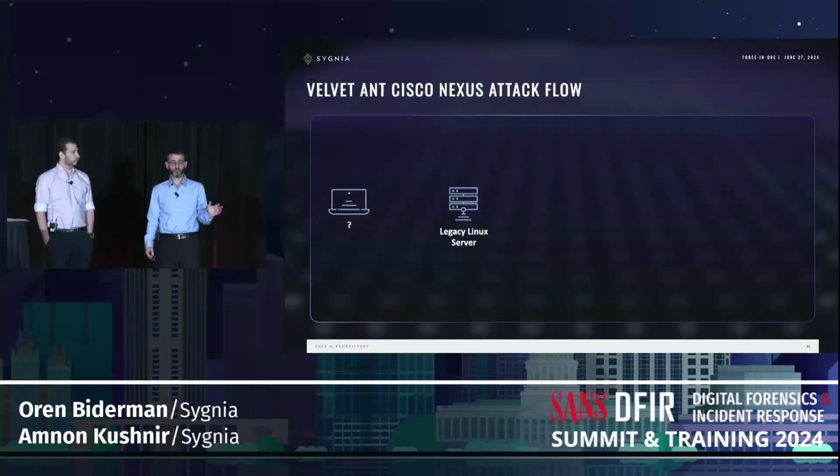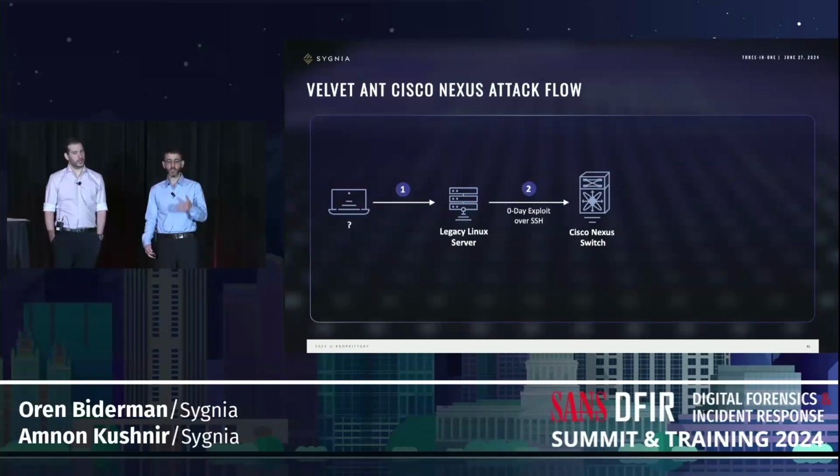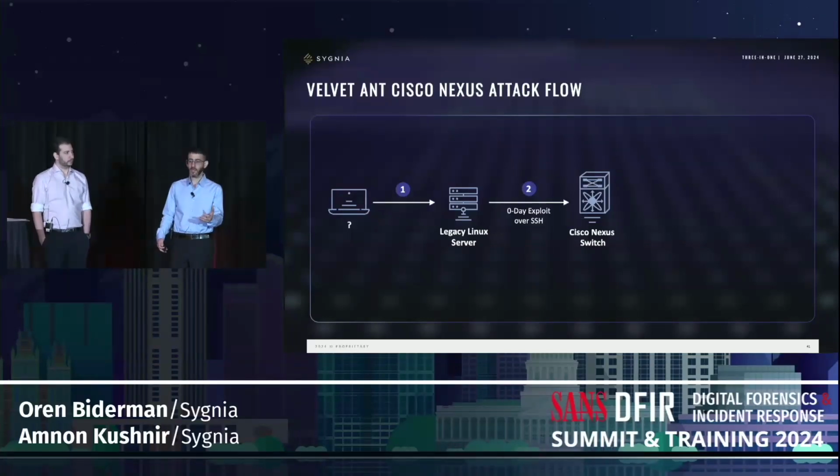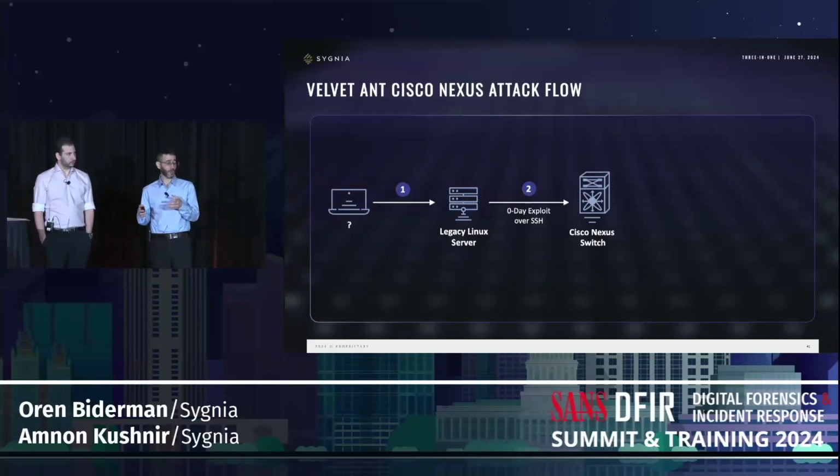Let me take you through the Cisco Nexus attack flow. So the threat actor connected to a legacy Linux server, which was not monitored. From there, they connected using valid credentials over SSH to the Cisco Nexus switch. Once in, they executed reconnaissance commands, attempted to do lateral movement, and then when they were ready, they exploited a command injection vulnerability that allowed them to execute their code on the underlying Linux OS.